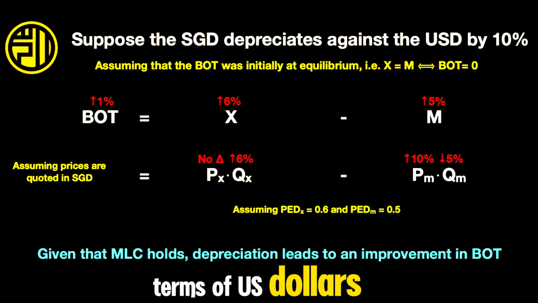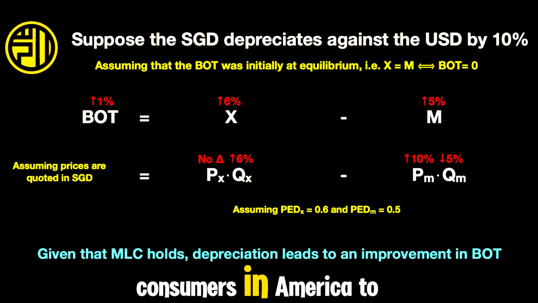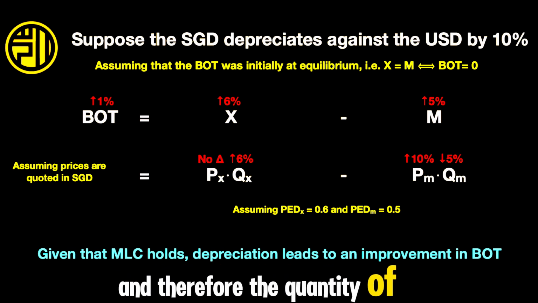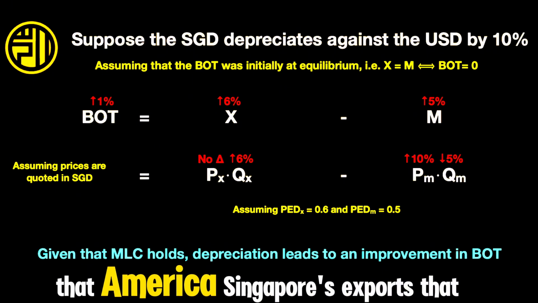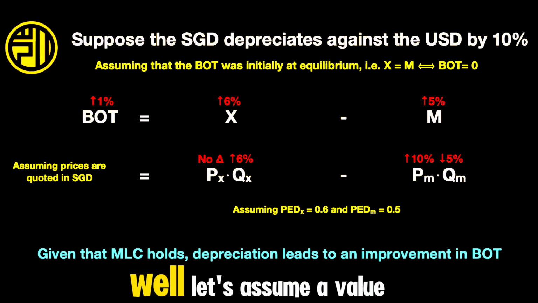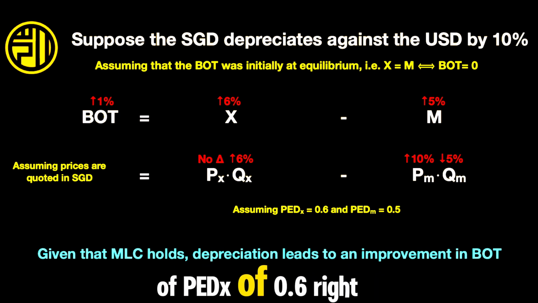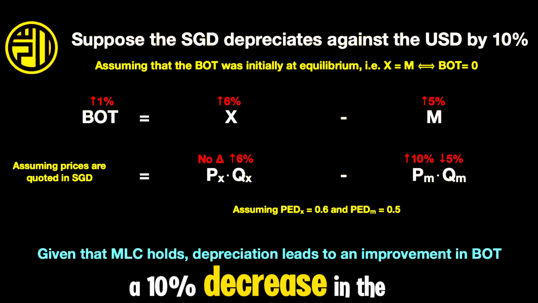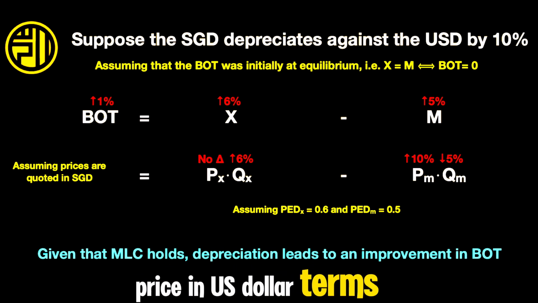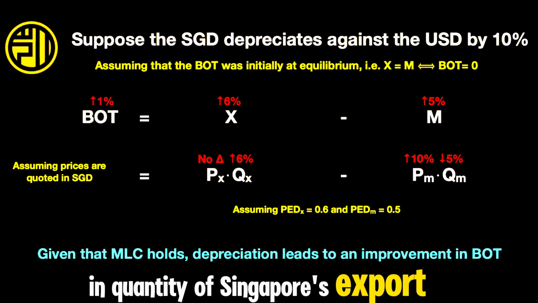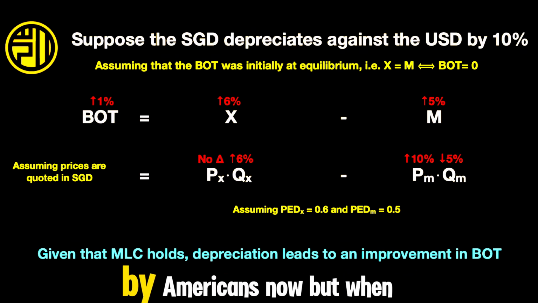Now, a 10% depreciation of the Singapore dollar would make Singapore's exports to America appear 10% cheaper in terms of US dollars. This will cause consumers in America to find Singapore goods more attractive, and therefore the quantity of Singapore's exports that Americans buy would increase. To what extent will that happen? Let's assume a PEDX of 0.6. You can see that a 10% decrease in the price in US dollar terms translates into a 6% increase in the quantity of Singapore's exports demanded by Americans.